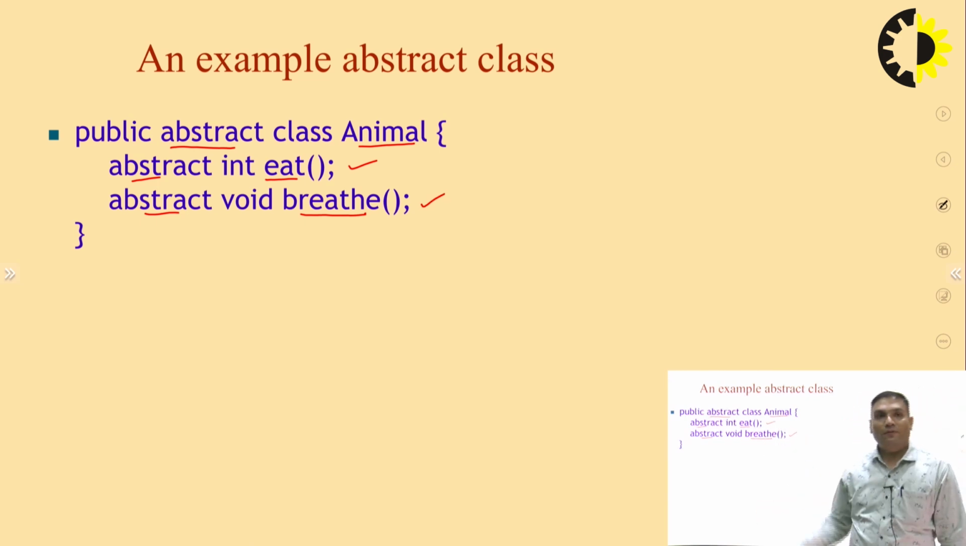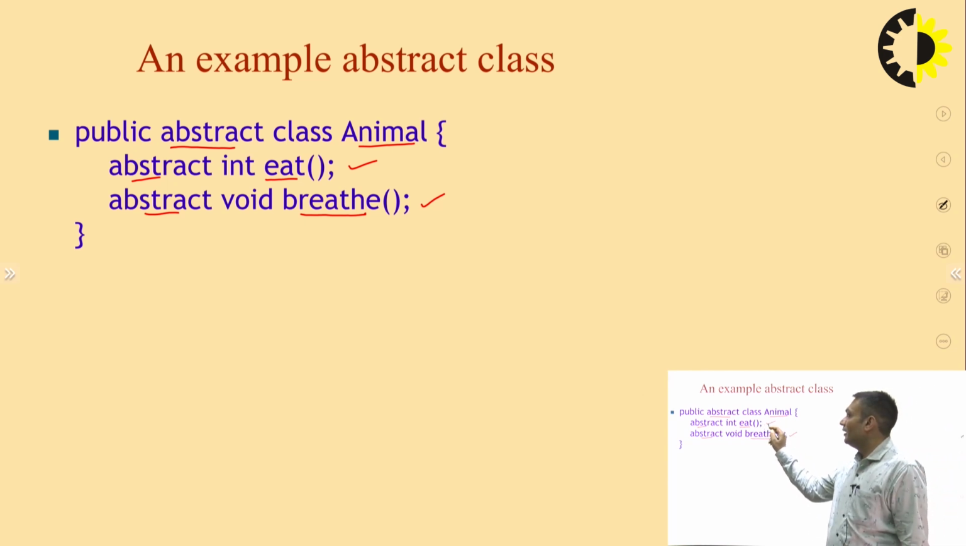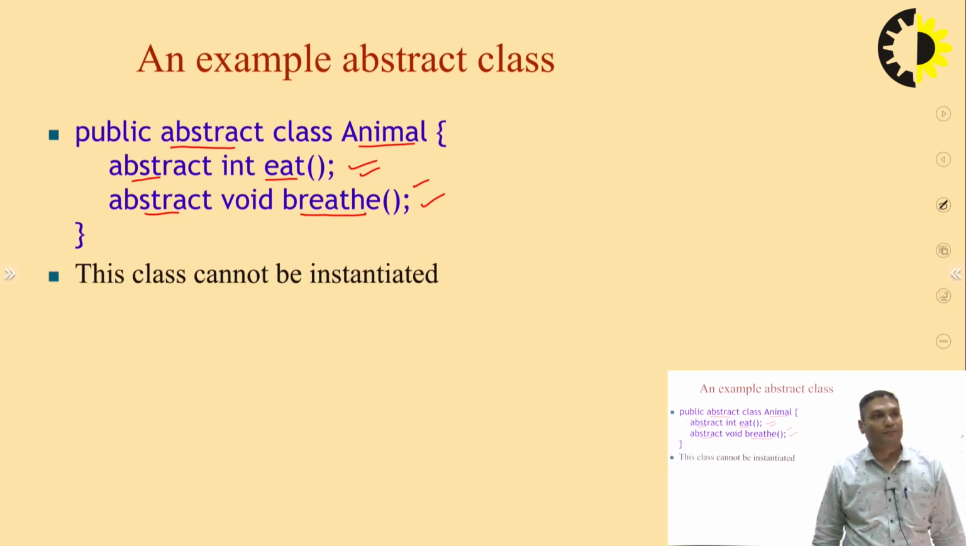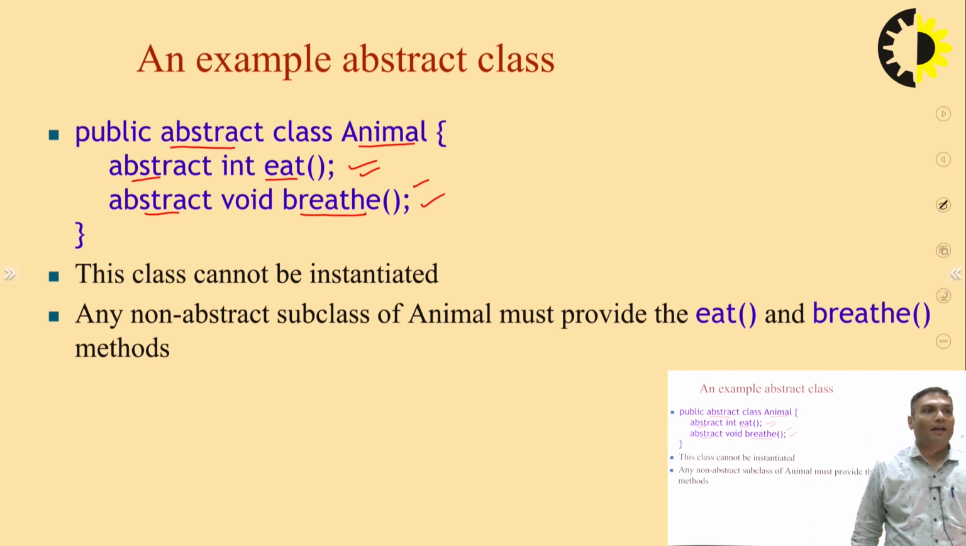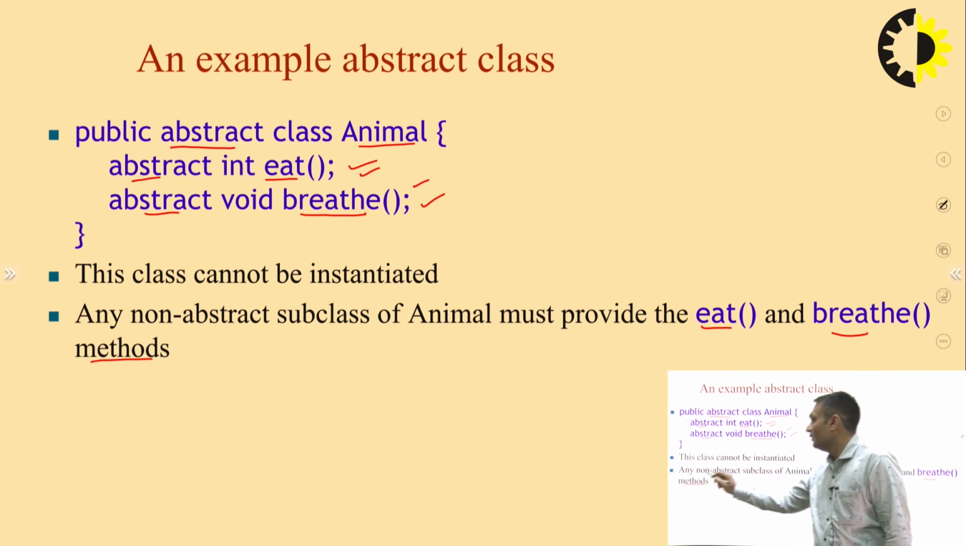This is a perfect example of an abstract class, and the class that inherits this class Animal can define the methods of this class. The eat and breathe methods will be further defined inside the class that inherits this abstract class. Directly we can't create the object of this Animal class, so this class can't be instantiated, and any non-abstract class of Animal must provide the eat and breathe methods inside that class.